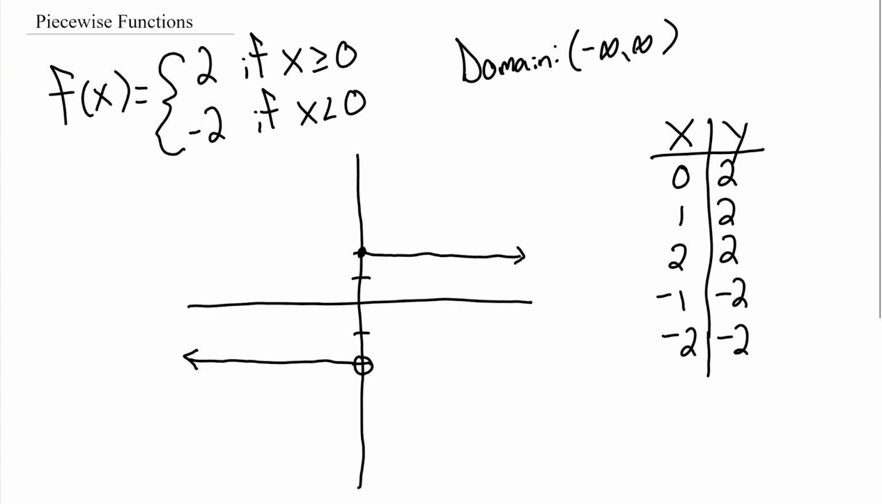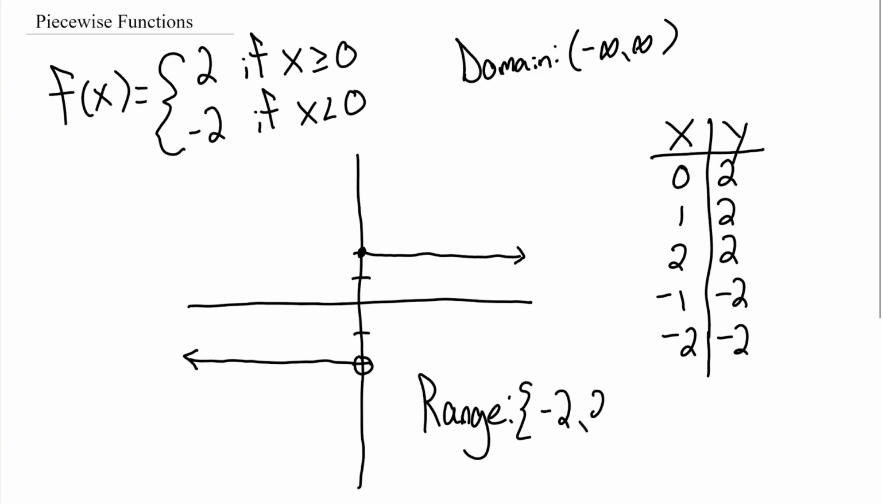So this is what the graph would look like. It's a piecewise function because on the piece where x is greater than or equal to 0, it's defined as 2, and it looks like this. And on the piece where it's less than 0, it's negative 2, and it looks like this, right? So your graph can have different jumps in it. Notice the range here is a little bit weird, right? If we want to, we could write it with set notation.